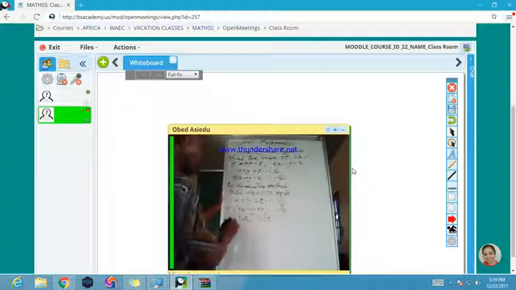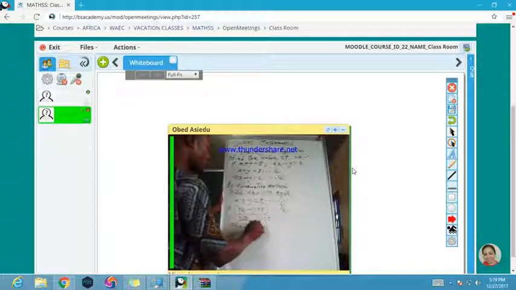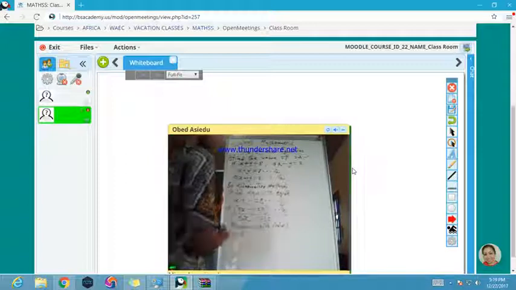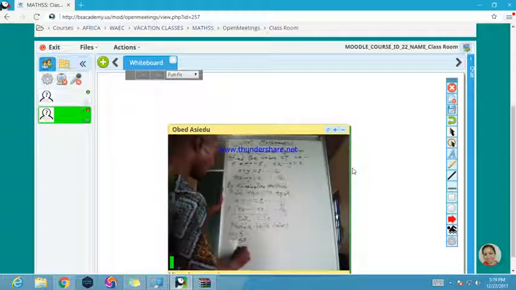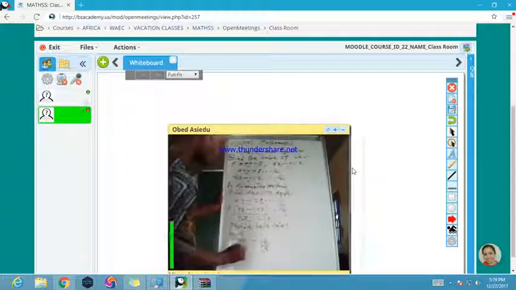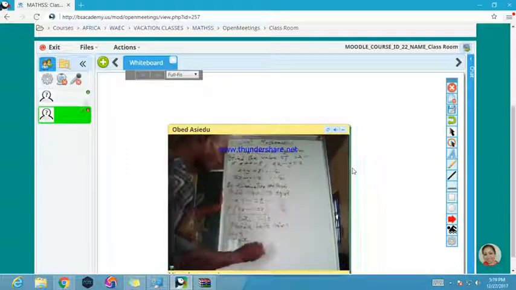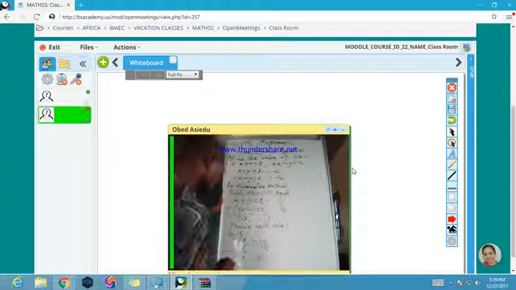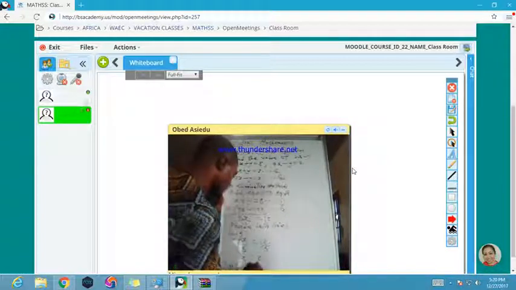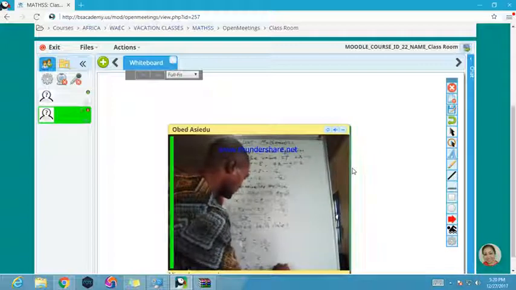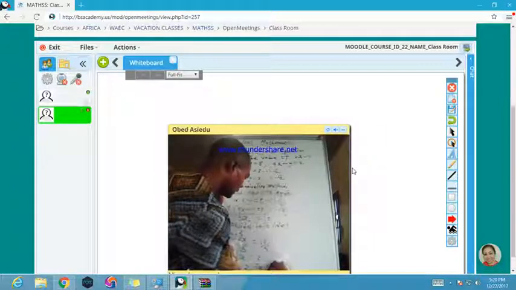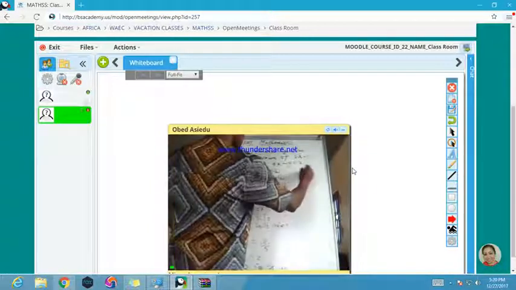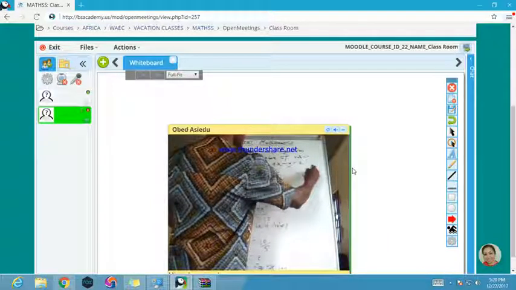What do you do? Divide both sides by 5. So we have 5x over 5 equals 10 over 5, so x equals 2. Now we have not gotten y. So we substitute 2 for x in equation 1. Equation 1 is x plus y equals 8. Whenever we see x, we put 2.